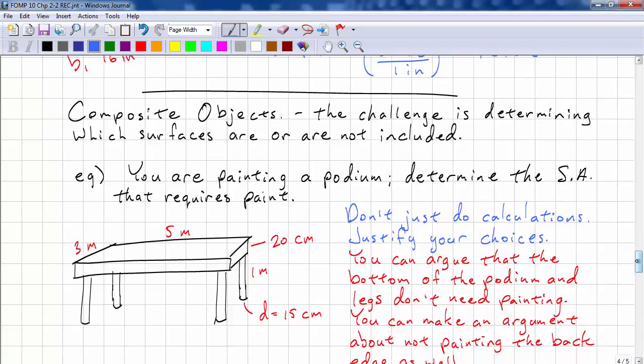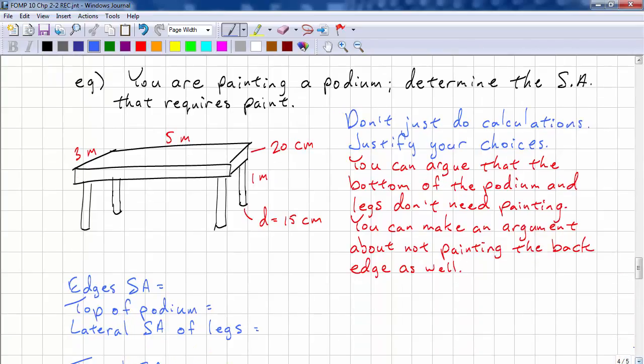Finally, let's take a look at composite objects. And the challenge is determining which surfaces are or are not included. Now, suppose we're painting a podium. And this is a large podium because it's 5 meters by 3 meters. Determine the surface area that requires paint. And let's assume that this is very expensive paint. So that makes it easier to determine what we need to paint or not. And you should justify your choices.